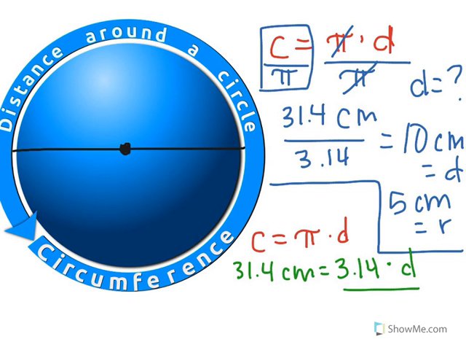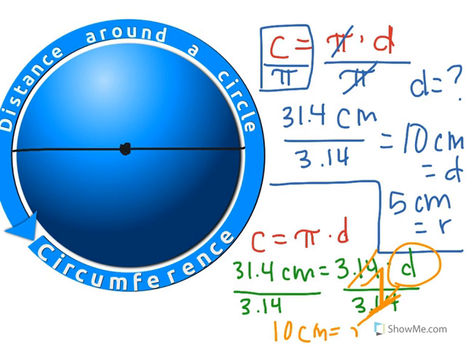And so we know that to get d by itself, to isolate our variable, we're going to do the opposite of this multiplication, which is division. So the opposite of times 3.14 is divided by 3.14. And I know whatever I do to the right side, I have to also do to the left side. And 3.14 divided by 3.14 is just 1. 1 times d is just d. And again, on this side, I'm left with 10 centimeters is equal to my diameter.